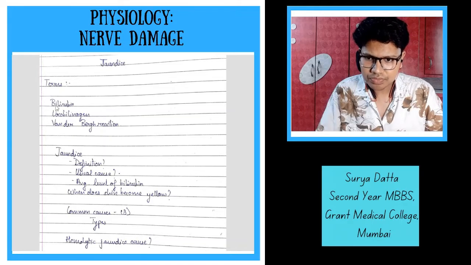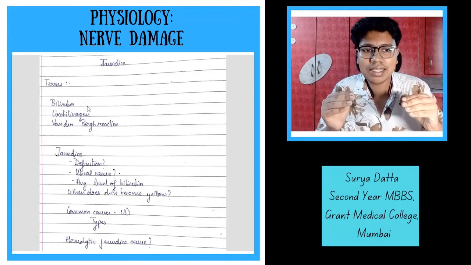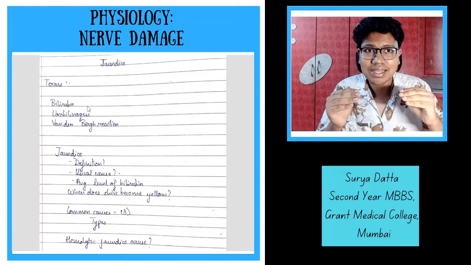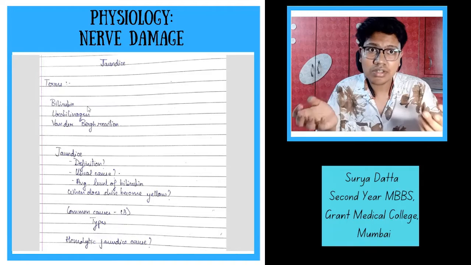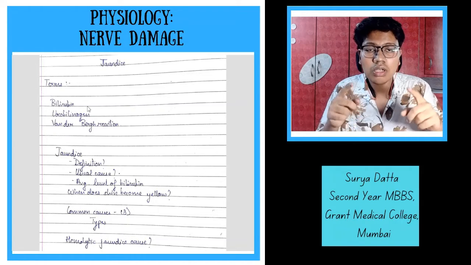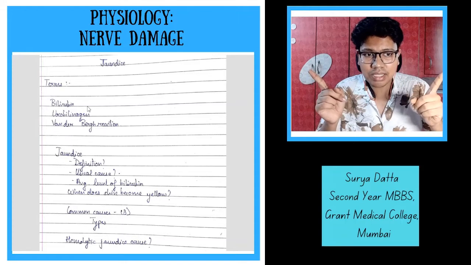So bilirubin is basically the pigment that is formed by the degradation of heme. Now, what is heme? Heme is the product formed when hemoglobin is degraded. Hemoglobin, I think everybody knows and has studied, is the pigment that makes the red blood cells red. When it's degraded, it is split into two parts, heme and globin.